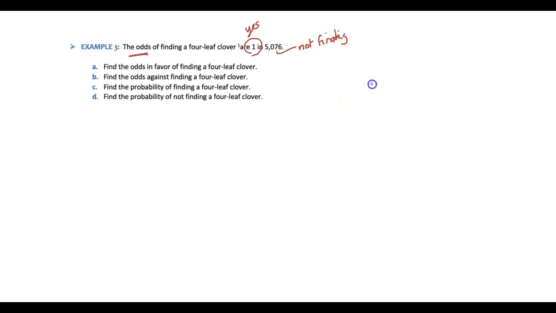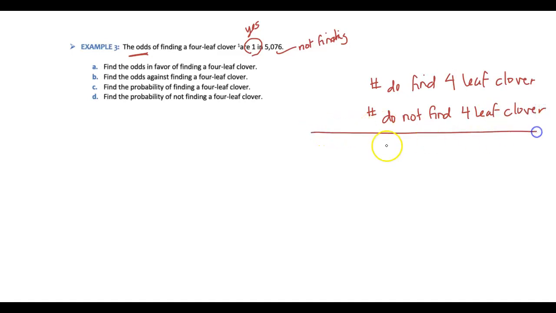So we can make our chart the number that do find a 4-leaf clover compared to the number that do not find a 4-leaf clover. And then we usually end our chart with our total. So in this case, the 1 represents the number that do find the 4-leaf clover, and the 5,076 represents those that do not, because when we're given the odds, we are comparing the two different extremes, those that do and those that do not. And our total would be to add them together, and that would be 5,077 people total.